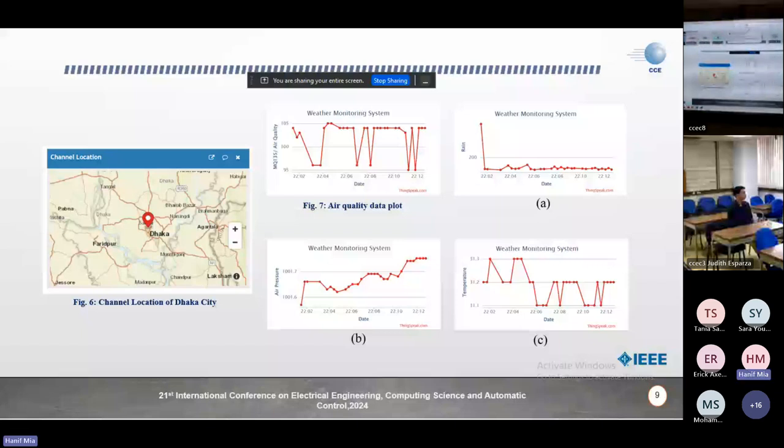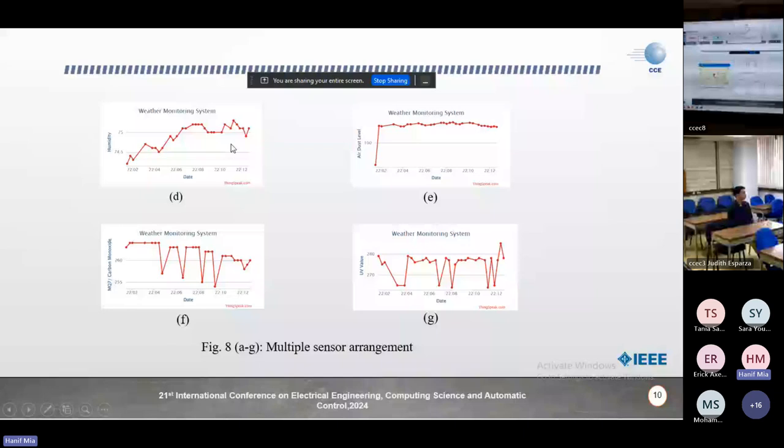Figure 7 illustrates the air quality time relationship, updating every 2 minutes with an average air quality value of 10. Figure 8 shows sensor data over time, also updating every 2 minutes, with averages below 100 and 1,001.6 respectively in graphs A and B. Also, we can see another graph for humidity in graph D, air dust level in graph E, carbon monoxide in graph F, and the UV value in graph G.